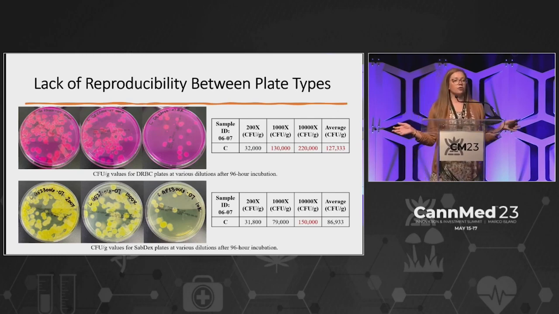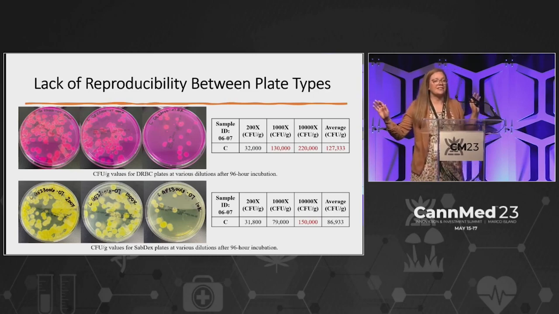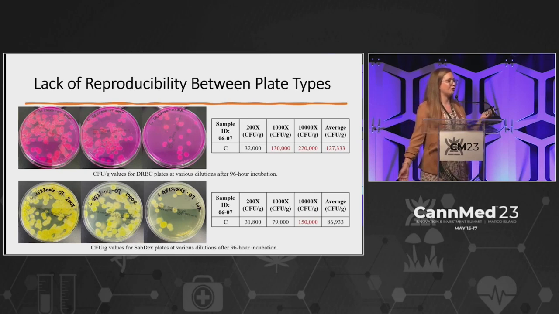Now, if you're in the world of micro, you may say, wait, that's not that different. Those are kind of duplicate numbers. But in the world of Florida, where our regulations are 100,000 CFU per gram, this is the difference between a product passing and a product failing. So if a laboratory was using Sabdex, they would pass this sample. But if a laboratory is using DRBC, they would fail the sample.